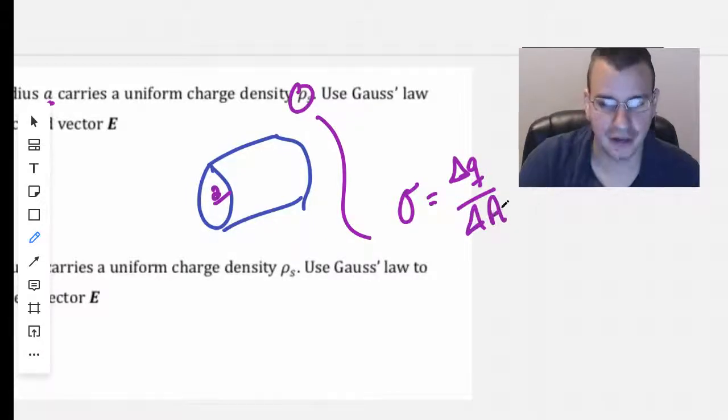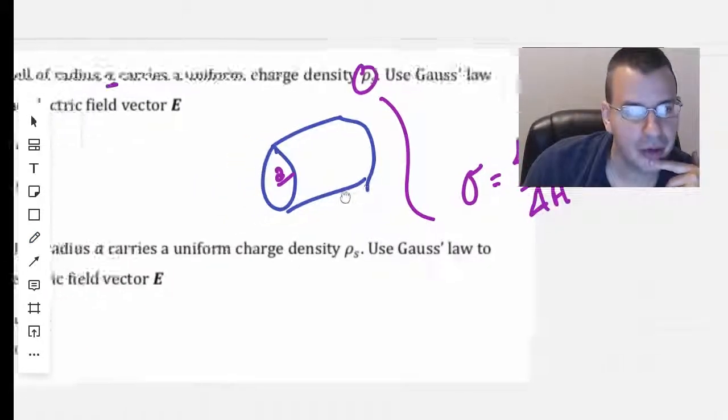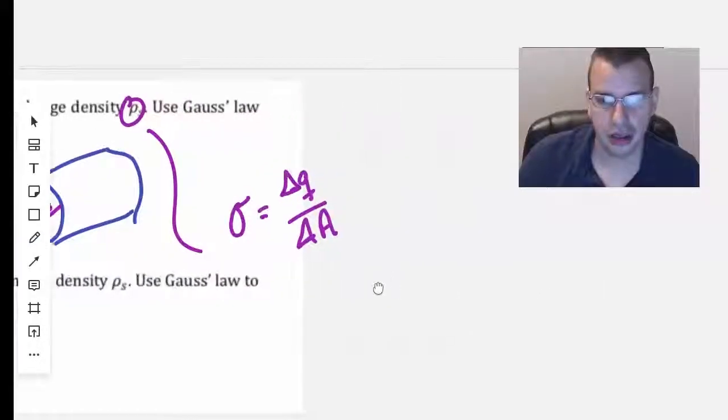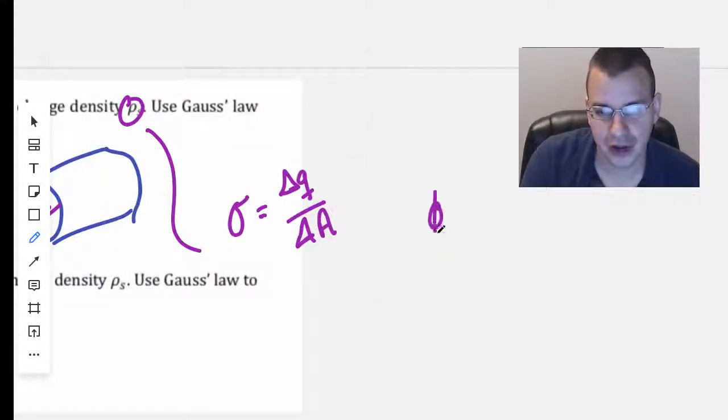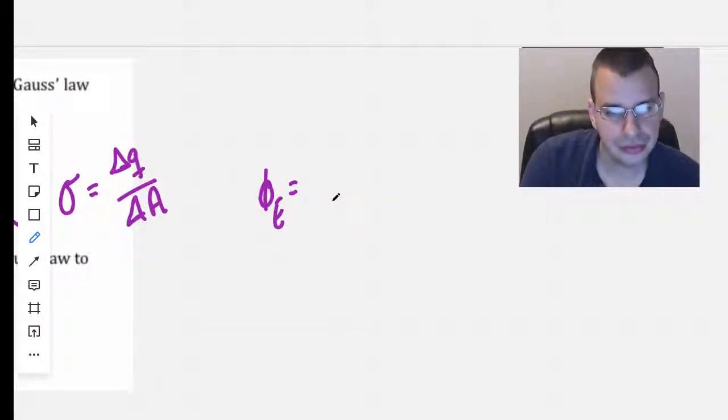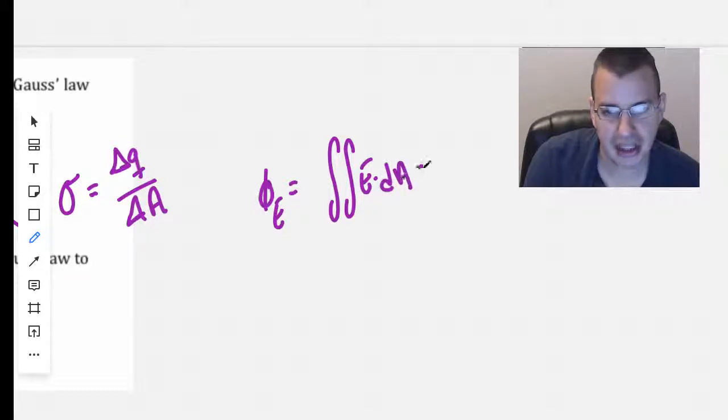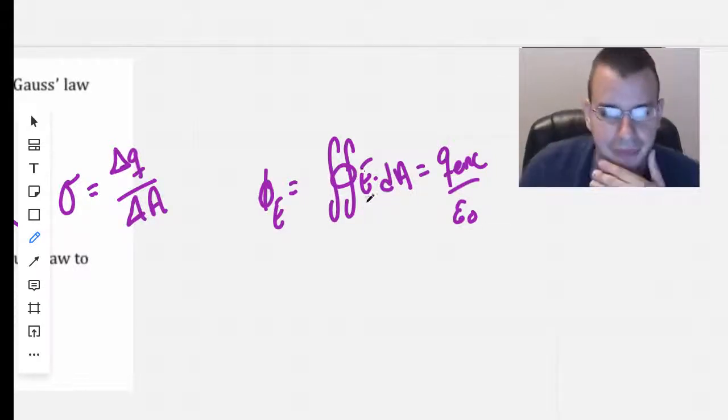for a small unit of area, A. And we have Gauss's law, which is electric flux equals the double integral of E dot dA equals Q enclosed over epsilon naught. And this is a closed surface area.